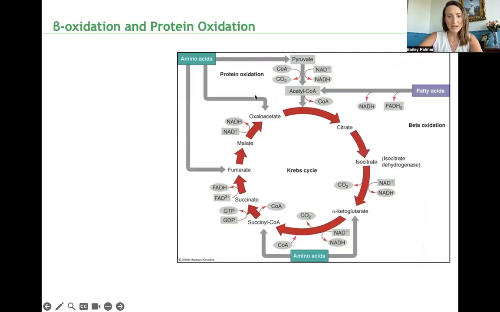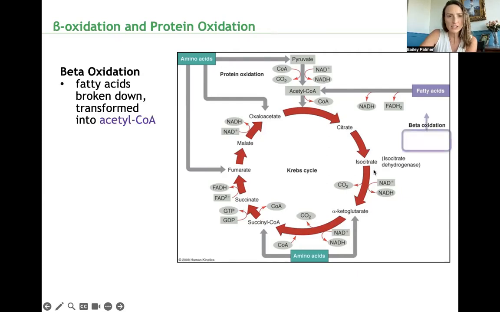All right, our next topic is understanding beta oxidation and protein oxidation. If you remember, we looked at the Krebs cycle and I told you to ignore the amino acid arrows for protein oxidation and the beta oxidation fatty acid arrows. Well, here we are now to talk about it. Okay, first being beta oxidation.